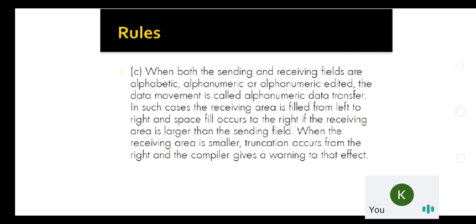Suppose the receiving area is smaller, then what will happen? Automatically the truncation will occur at the right end, and the compiler may give some warning. So you have two options here, similar to the previous one. If the receiving field is larger, then it won't be a problem; at the rightmost end you will have some space fill. If the receiving field is the smallest one, then you will have truncation at the rightmost end. So this is an important rule. Move to next slide, please.